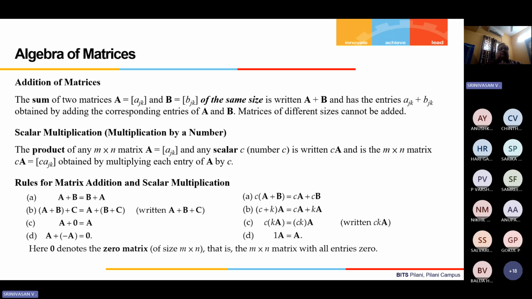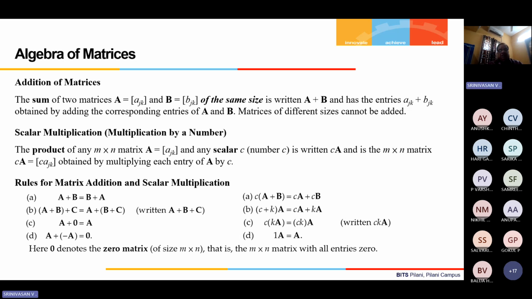So, addition or sum. The sum of two matrices A and B of same size, that is same order, is written A plus B and has entries AJK plus BJK, obtained by adding the corresponding entries of A and B. Matrices of different sizes, different orders cannot be added. But remember, this is the case with the subtraction of two matrices also.